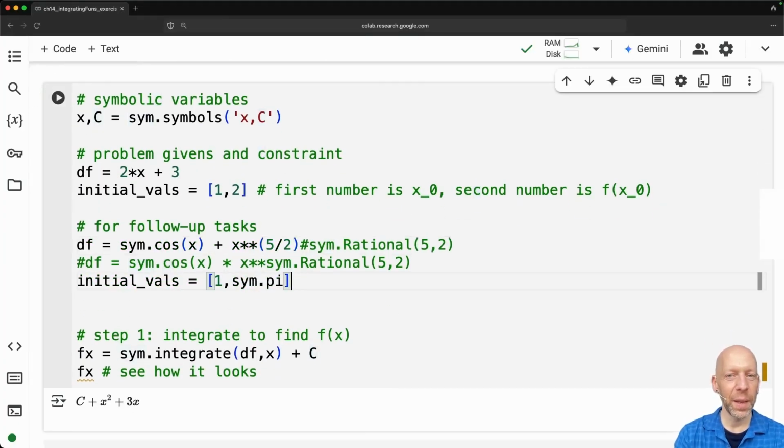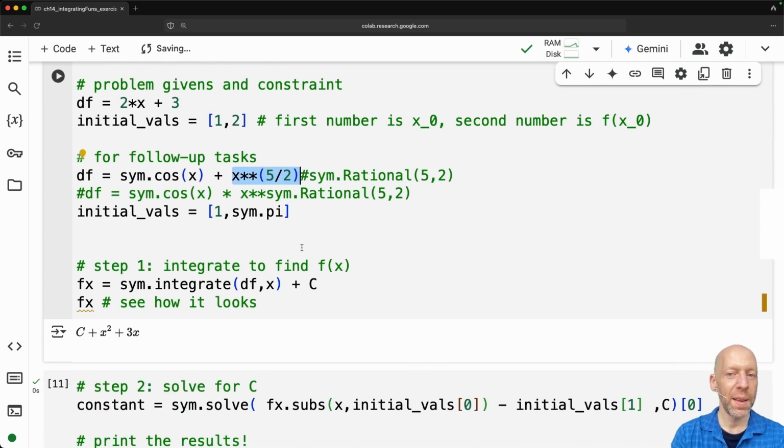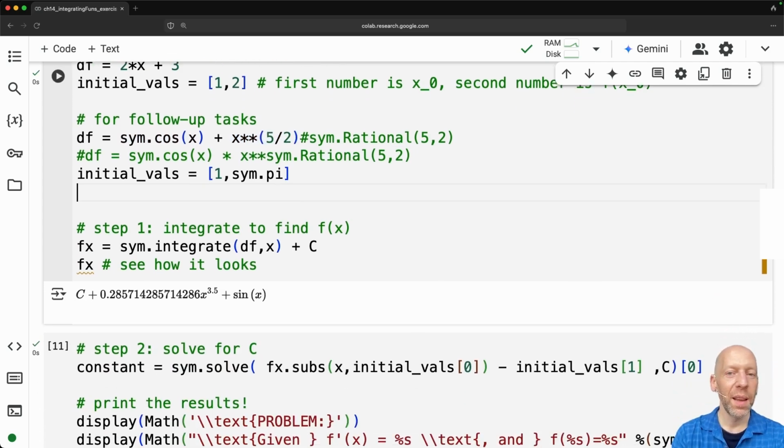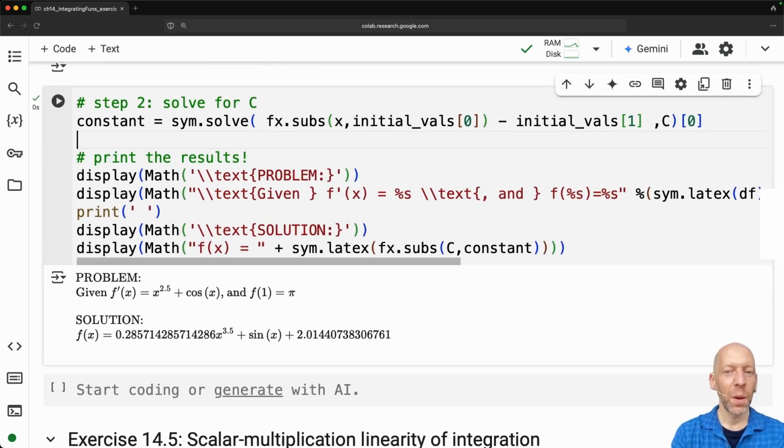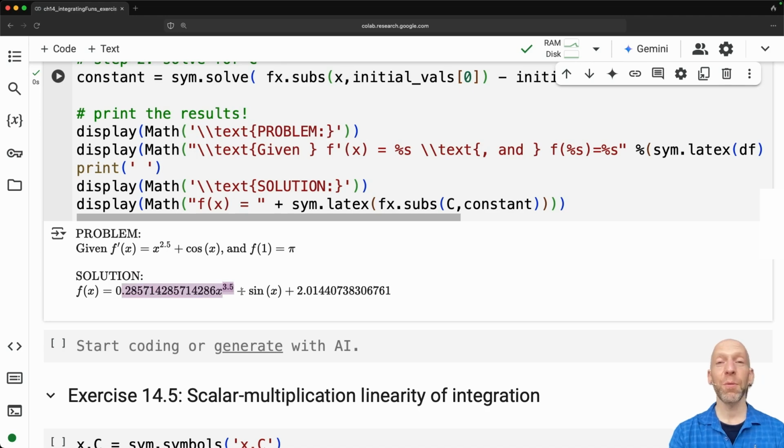So here we have the derivative equals the symbolic cosine of x plus x to the power of 5 over 2. Then we can just run this again. Already here you can start seeing that this is a little bit strange, but I'm going to continue for now. We get lots of really long numbers. This is fine, there's nothing really wrong with this, but remember in the text, I showed the fraction 5 divided by 2, and here this got converted into 2.5.